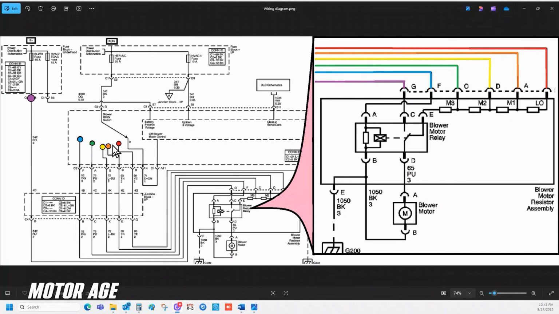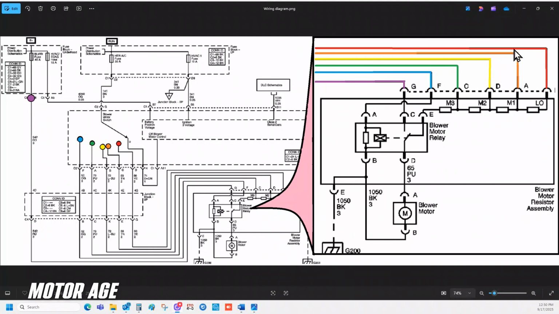We can correlate the colors of these switch contacts to the circuitry related to the blower motor itself. And what we have here is a series of 4 resistors of different values. So in switch position number 1, what we call the red switch position, the yellow wire allows voltage to make its way all the way to terminal A of our blower motor resistor assembly. And because the blower motor relay is relaxed, it's not energized, the switch contact falls in this position, allowing current to flow through the blower motor that is always grounded at G200.